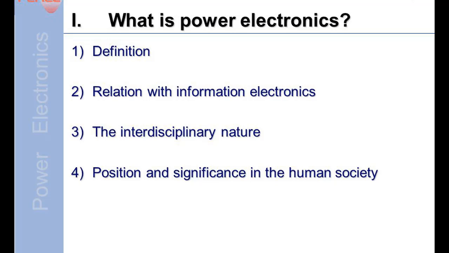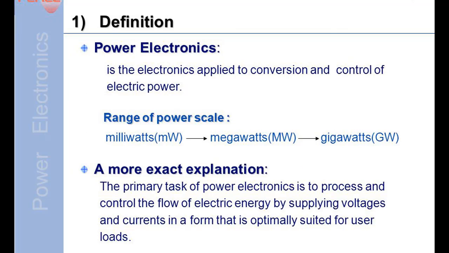Definition. Relation with information electronics. The interdisciplinary nature. Position and significance in human society. Definition: power electronics. A more exact explanation is the electronics applied to conversion and control of electric power. Range of power scale: milliwatts (mW), megawatts (MW), gigawatts (GW).